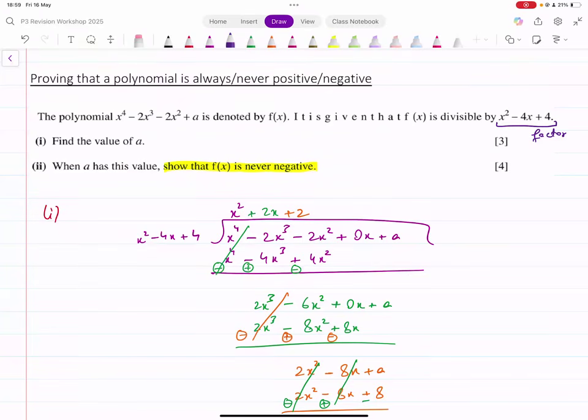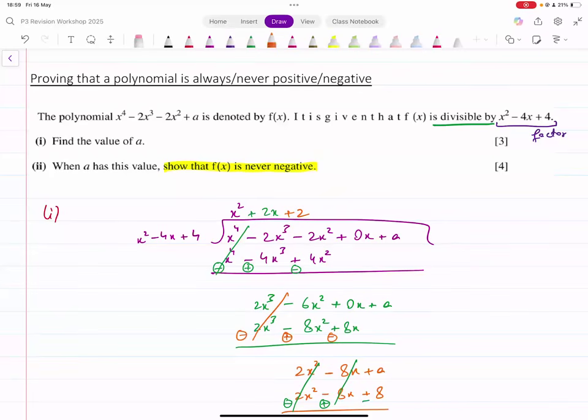Let's take this example for that. We have this polynomial x raised to the power 4 minus 2x cubed minus 2x squared plus a. It's denoted by f of x. It's given that it's divisible by this. When they say divisible by, that also means that this thing is a factor. That's another way of saying that this is a factor. We first of all need to find the value for a. Now, how can we do that?